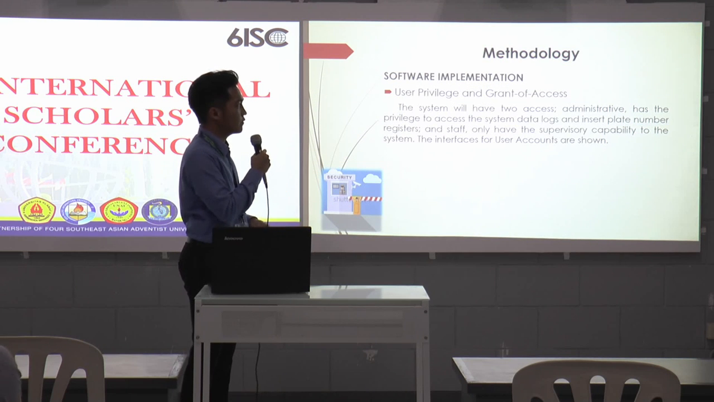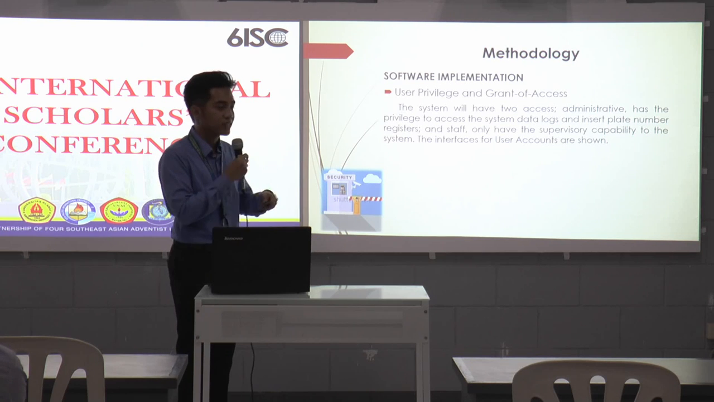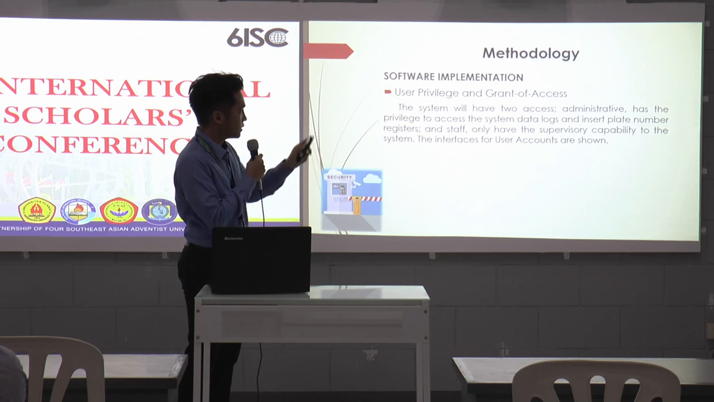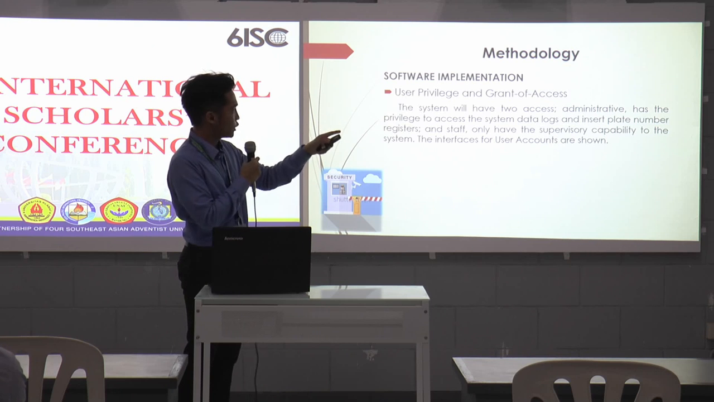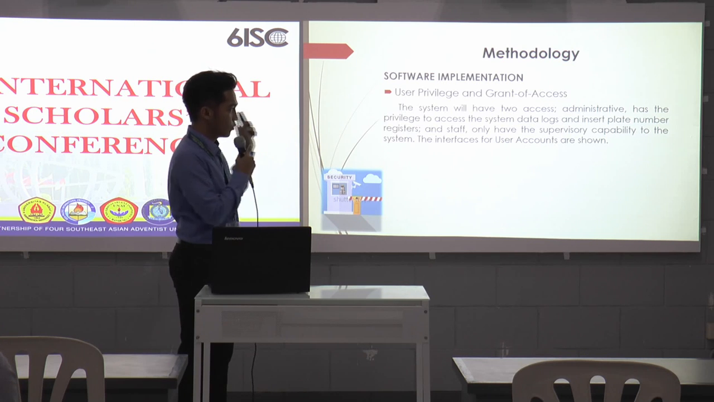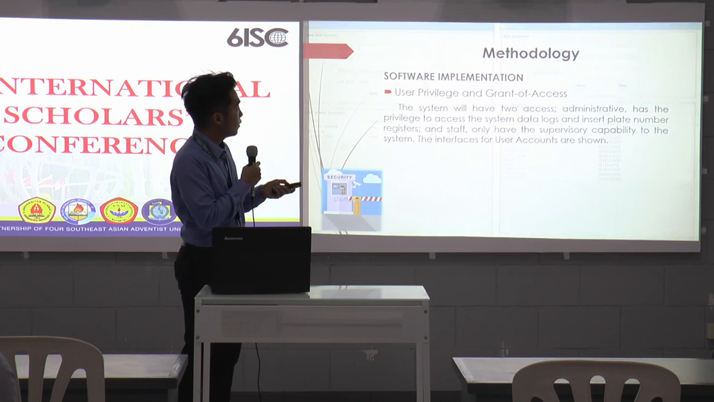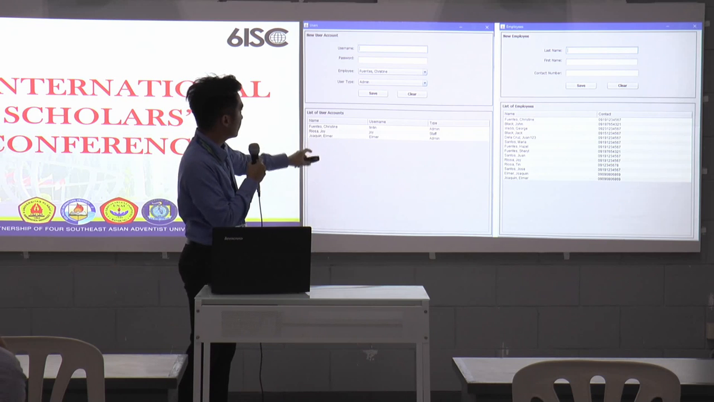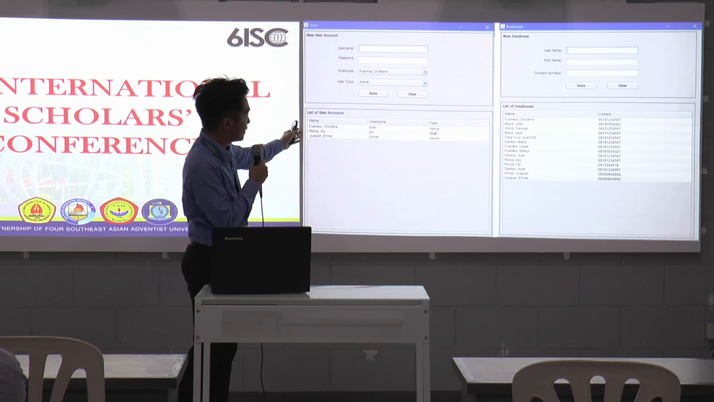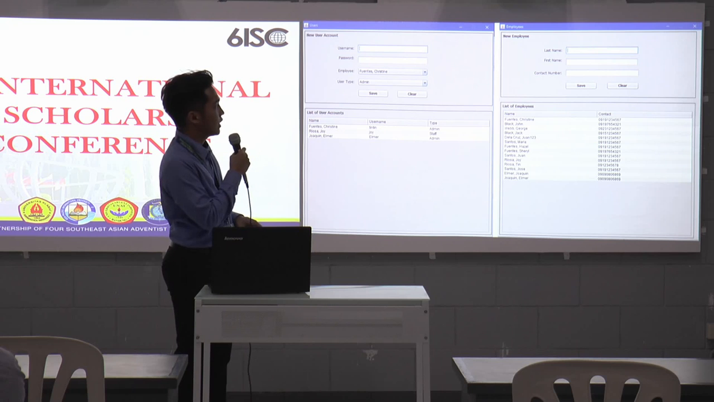Next, the user privilege and grant of access. Since this is administrative work, there should be a hierarchy of access. There are two levels. The first is the administrator, who has the privilege to access the system data logs and register plate numbers. The second is the staff, who are the workers at the gate, and only have supervisory capability over the system. So this is the difference in the interface. The user account is this one, which has the capability to log into the system and then register plate numbers, and the last one is for the employee.